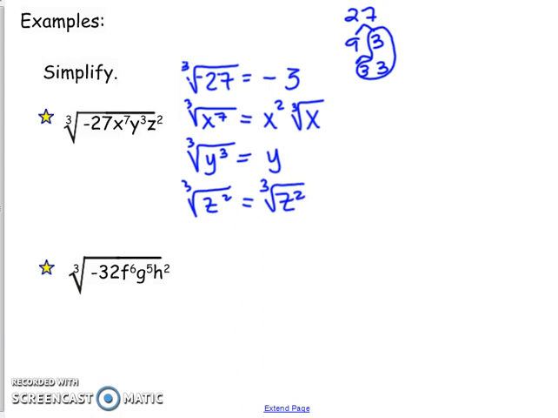So again, we'll put it all together. Everything on the outside stays on the outside. So negative 3, x squared y. On the inside, we have the cubed root of x z squared.